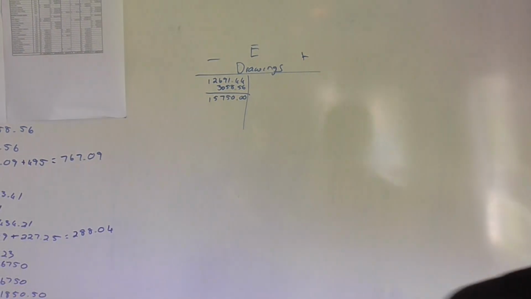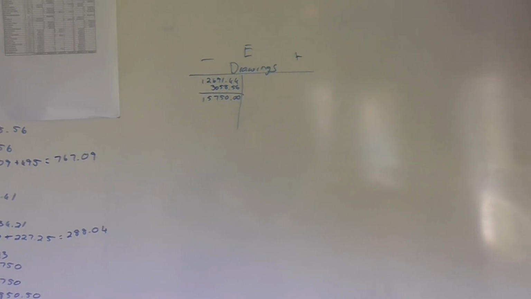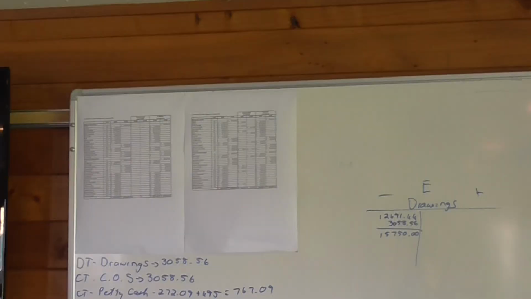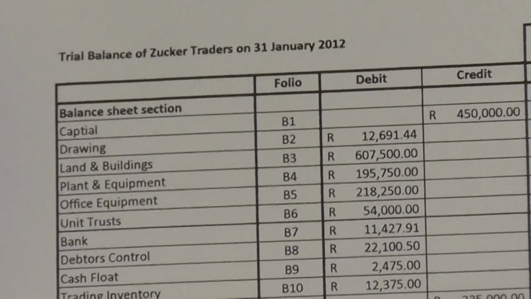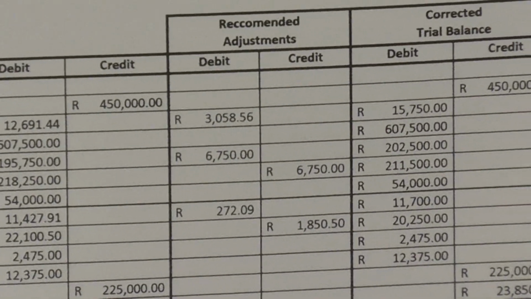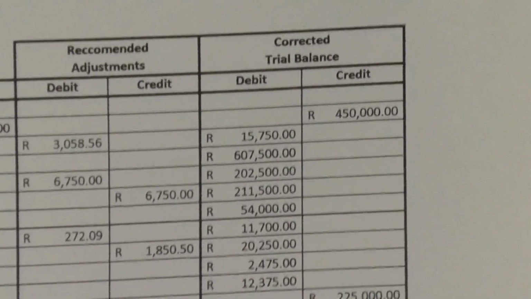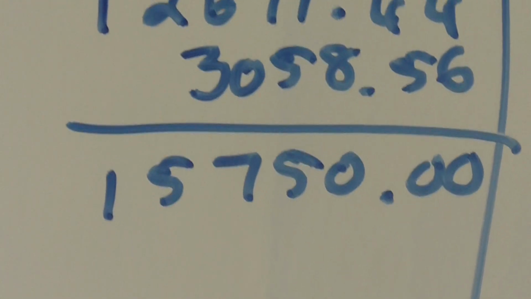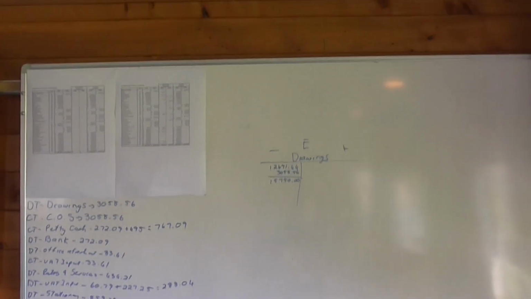Okay, let me just quickly show you what I did there. See drawings, there's the balance, a debit balance of 12691.44. You had an adjustment of a debit amount, so you just add it up together as the 15750, and that then will be your debit amount. Okay.